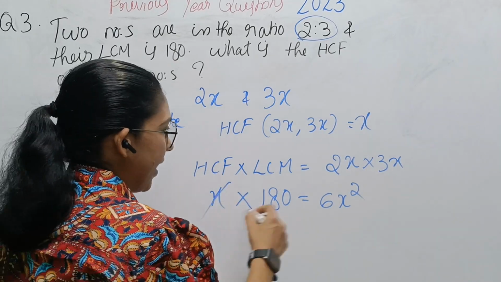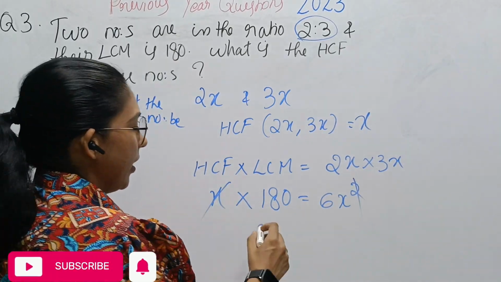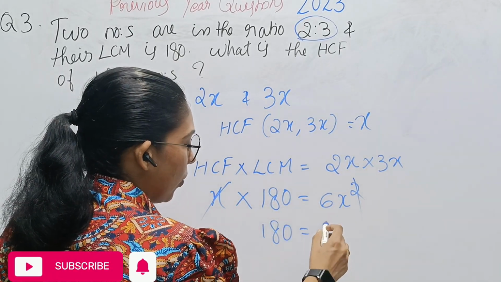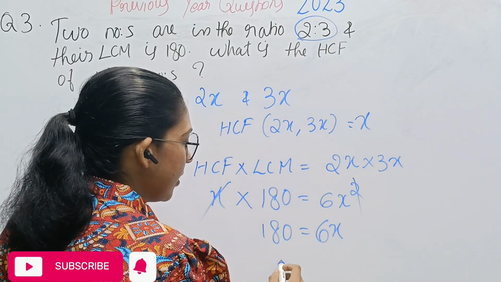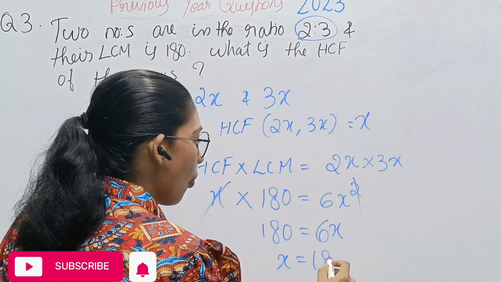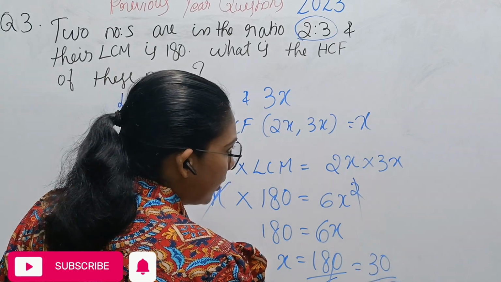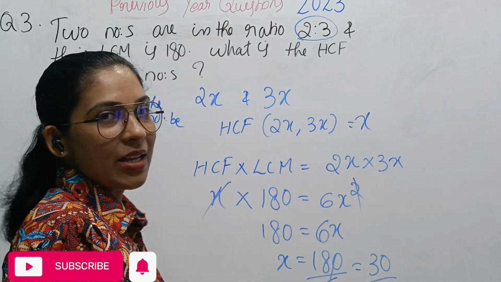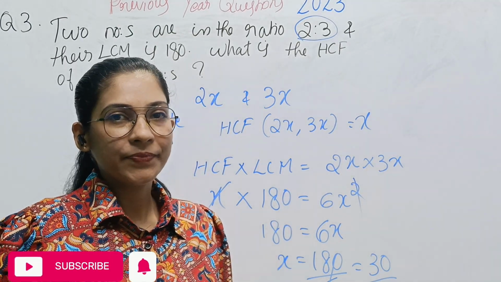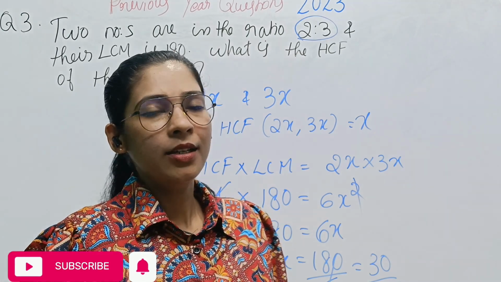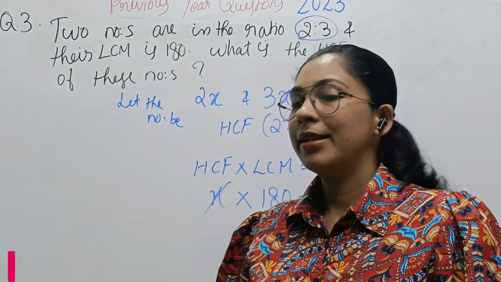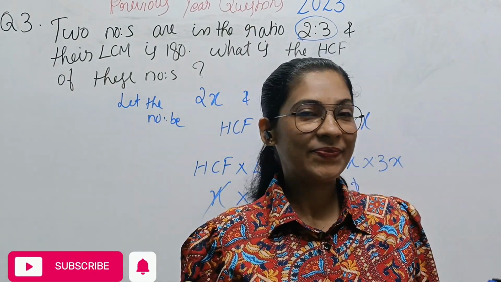Okay, let's cancel this x here. Then 180 is equal to 6x. Then x is equal to 180 upon 6, which is equal to 30. Okay, so 30 is the answer. This is a very simple one. So let's move on to the next question.